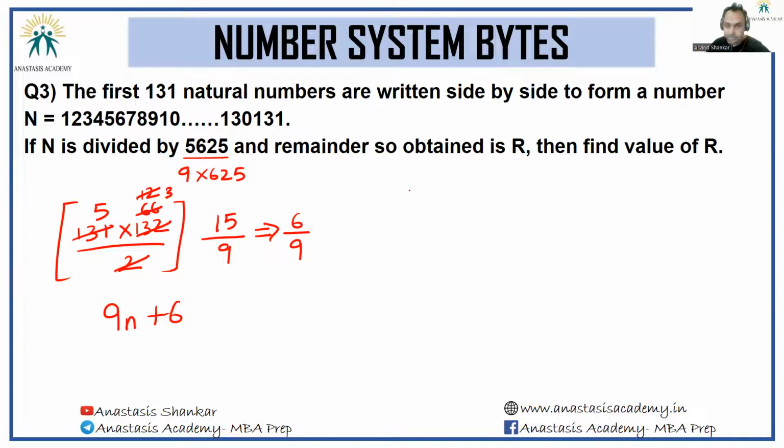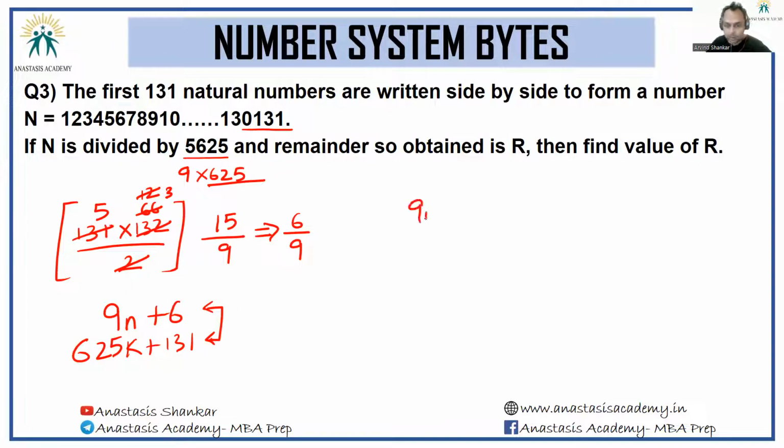Now I need remainder with 625. For remainder with 625, I need remainder with last 4 digits. Last 4 digits are 0131. So not a problem at all. Directly I can get to 625k plus 131. I have to combine these two now, which is not a straightforward task.